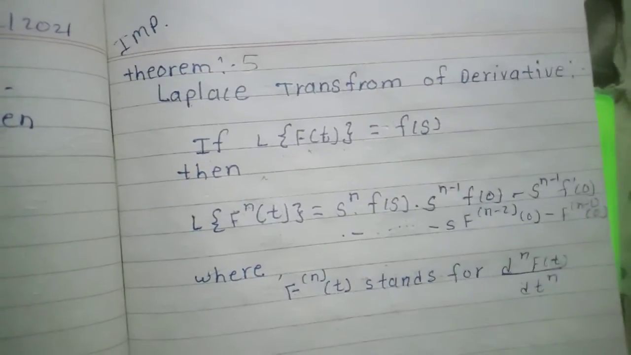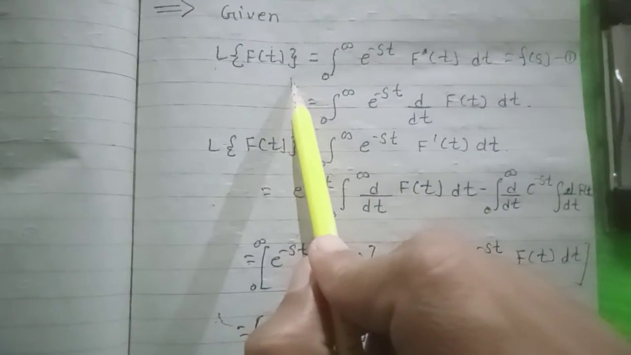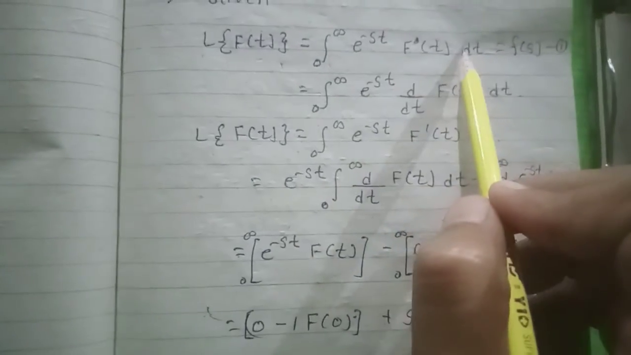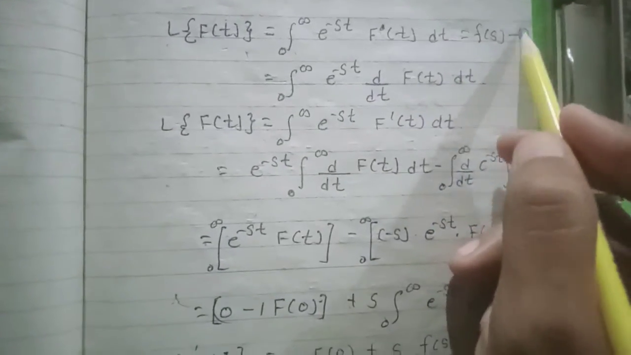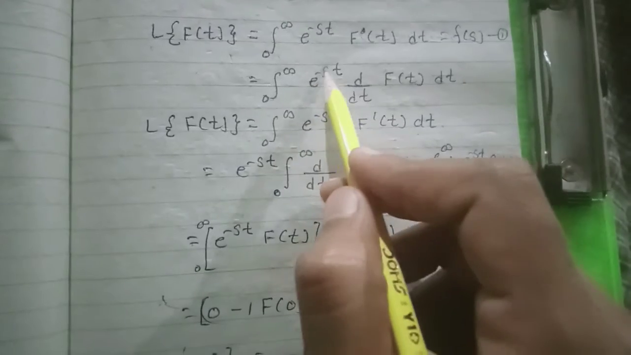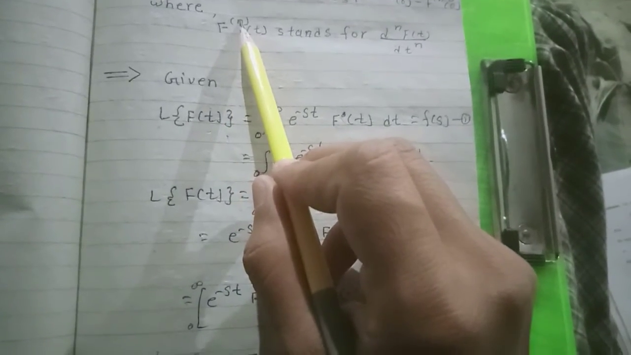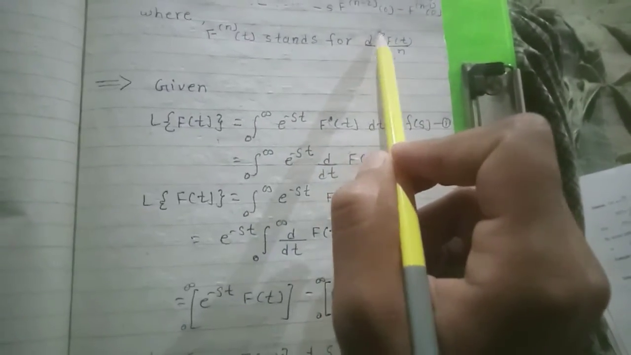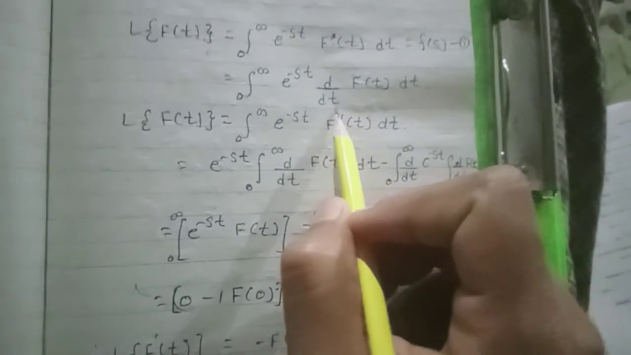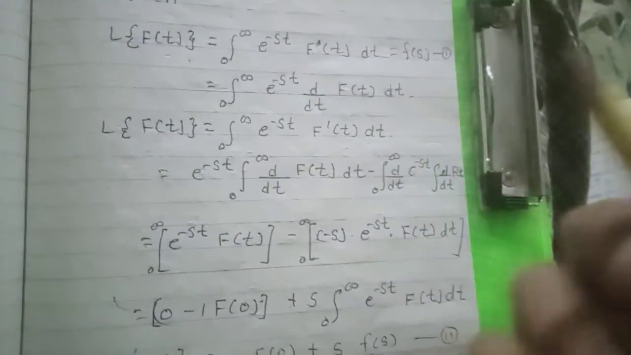Where f raised to n of t stands for d raised to n f of t divided by dt raised to n. So what is given? The Laplace transform of f of t, which is equal to integration 0 to infinity e raised to minus st f of t dt. This is also equal to F of s. We use this equation first. We know f dash is d by dt of f, f double dash is d2 by dt square, like this for all nth terms.